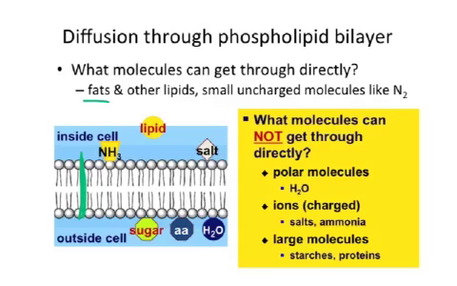Polar molecules like water cannot go directly through the phospholipid bilayer. They're going to need to go through a protein channel. Ions and other charged substances also need to go through a protein channel. Again, they can't interact with the nonpolar fatty acid tails of the phospholipids. Also, large molecules, even if they're nonpolar, are going to need to go through a protein channel because they're too big to go in and out of the cell. They can't squeeze through the phospholipid bilayer, just like the fly can't squeeze through the screen door.